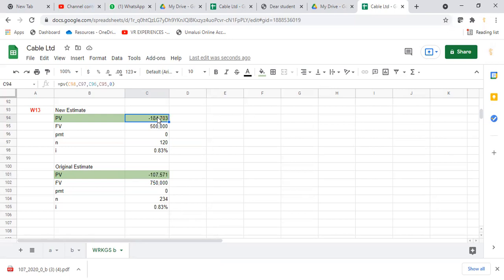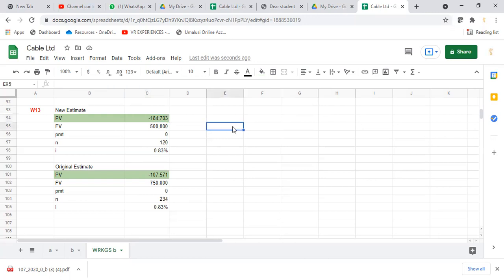So what's happening to the liability? Based on the original estimate, the liability is 107. Based on the new estimate, the liability is 184. So we need to move the liability from 107 to 184. What's happening to the liability? The liability is increasing.